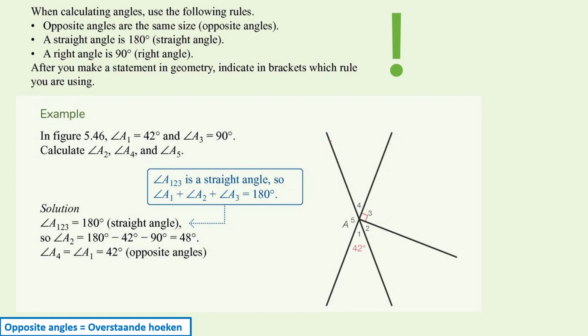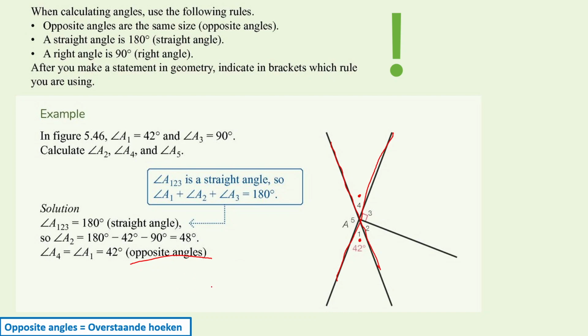And what you see here is that those two lines make the cross, right? So that means that this angle must be equal to that angle. And that is what opposite angles are. And then I can immediately say angle A4 is angle A1, which is 42 degrees. Don't forget this rule, opposite angles.